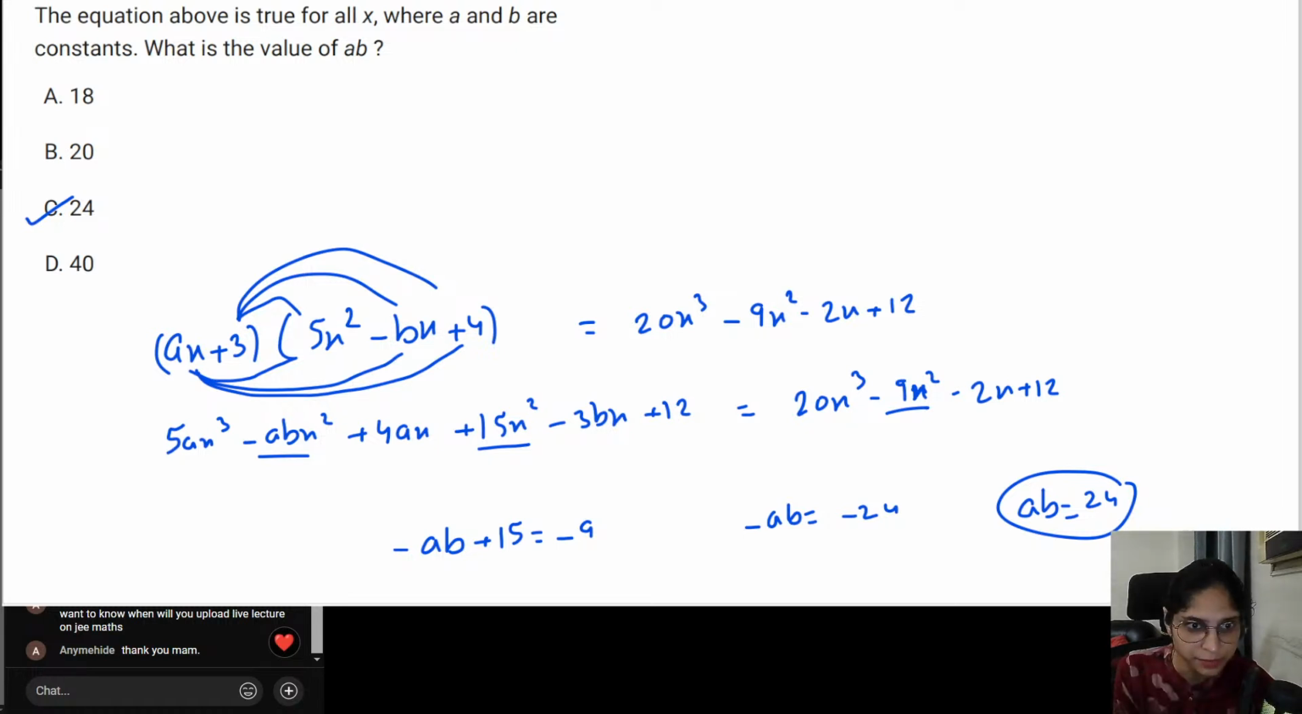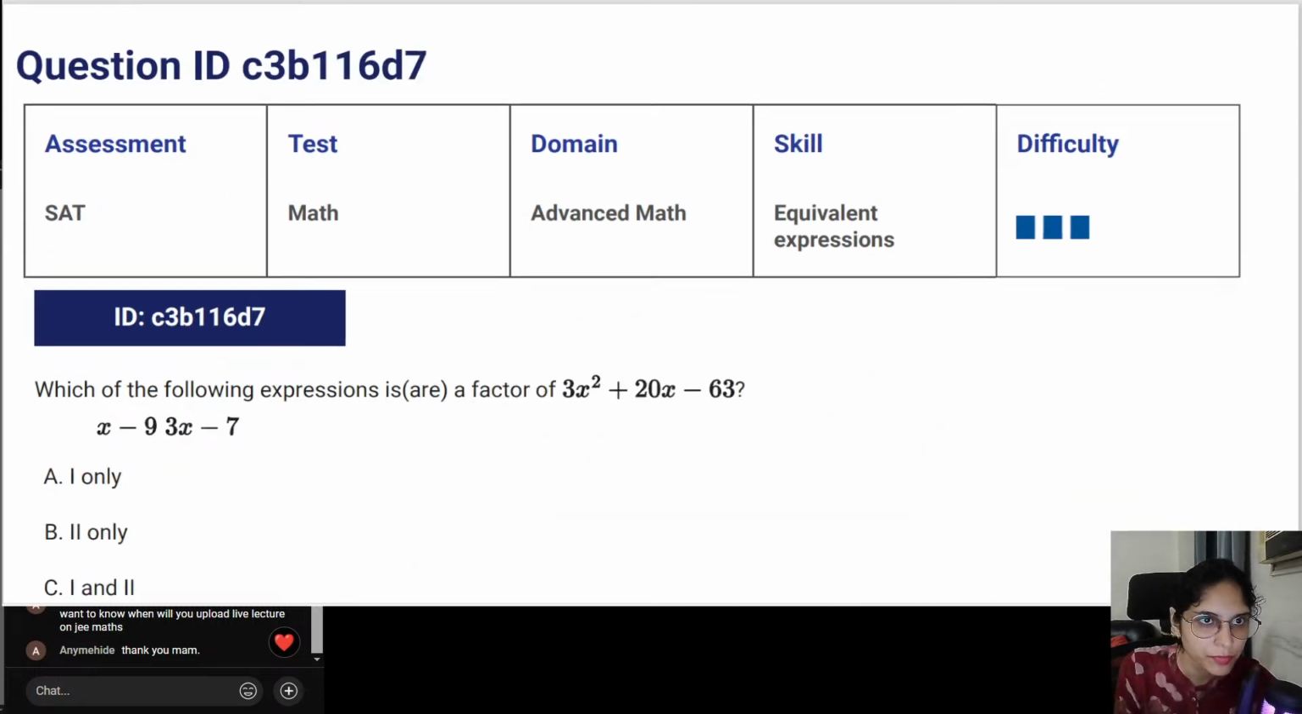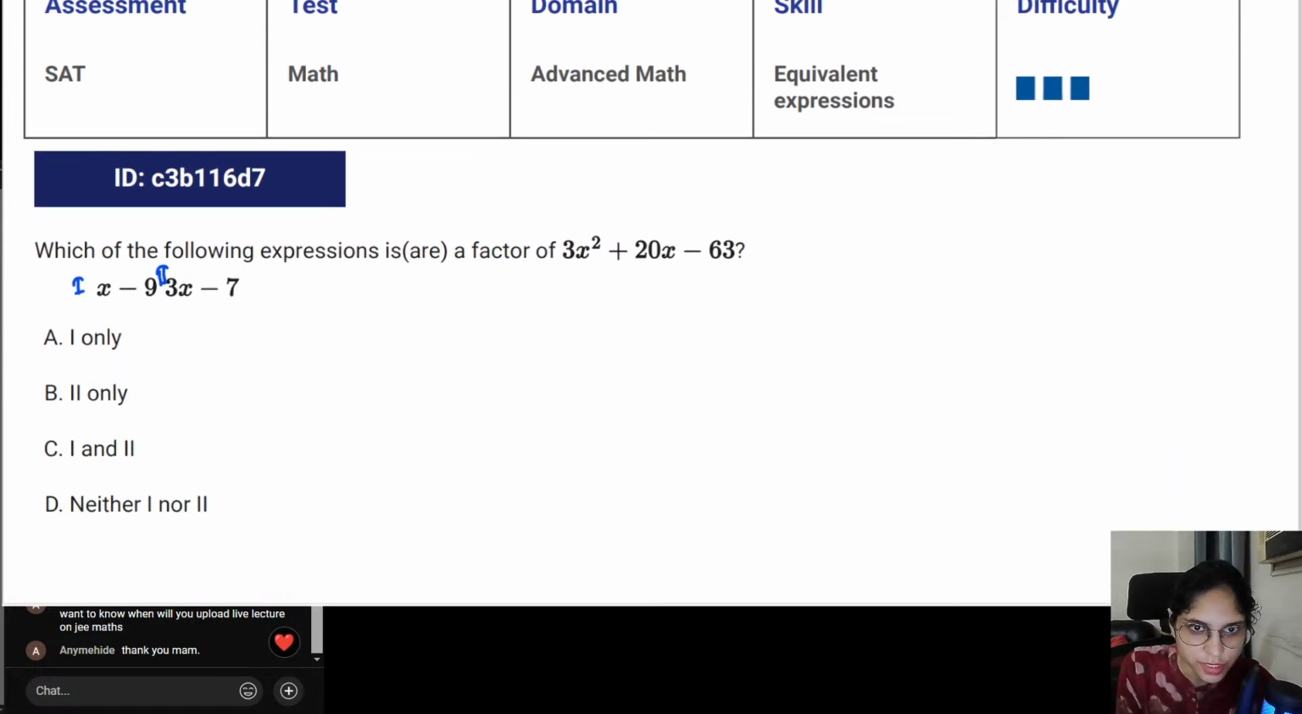Next is question number 10. Okay, this is like this. The first option is x minus 9. The second option is 3x minus 7. And they're asking which of these are a factor.